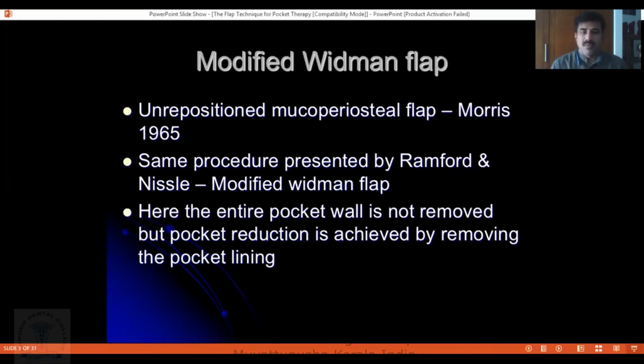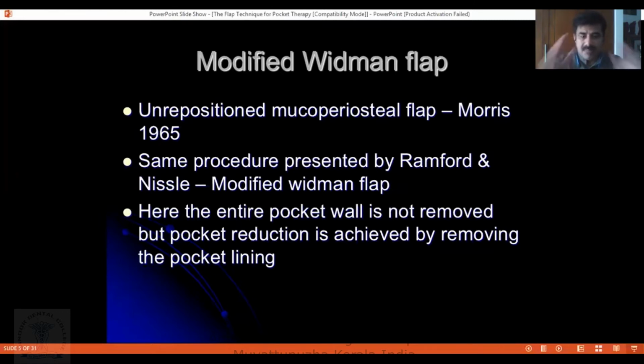First we'll discuss the modified Widman flap. As I told you before, this is the most common type of flap that is usually done by a periodontist. It was first reported as the unrepositioned mucoperiosteal flap by a gentleman called Morris in 1965. But no one took notice of that. Later on, the same procedure was reported by Ramfjord and Nissle. They termed it the modified Widman flap, and that's the same procedure that we do nowadays.